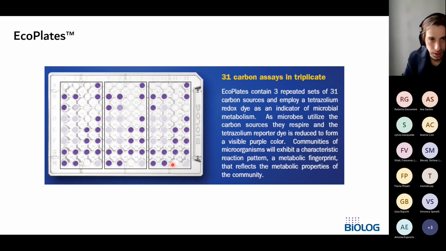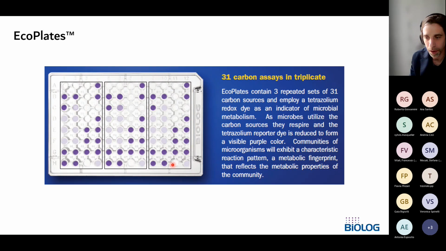So the BIOLOG technology was initially devised to work with single strains, but obviously scientists like you saw an opportunity to use not only isolates, but also mixed communities. And the BIOLOG identification plates were used for this purpose.